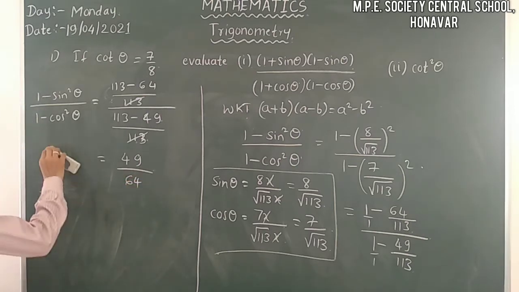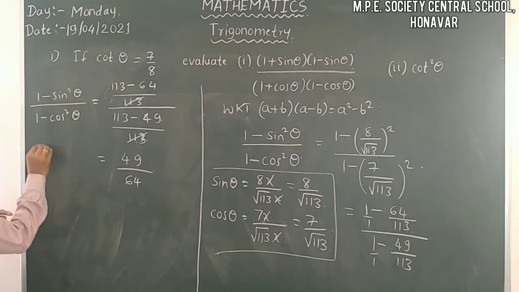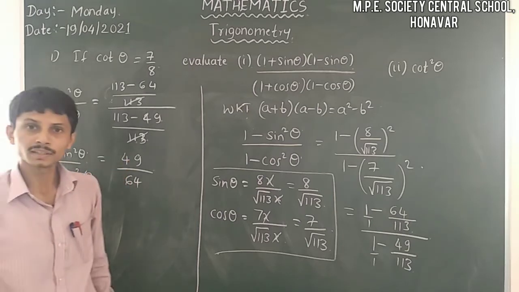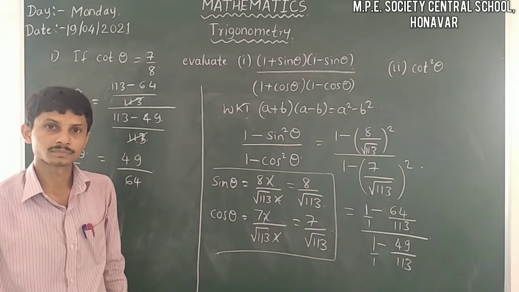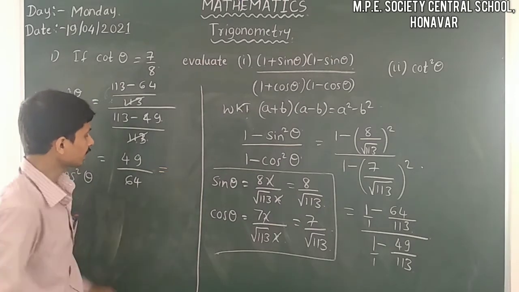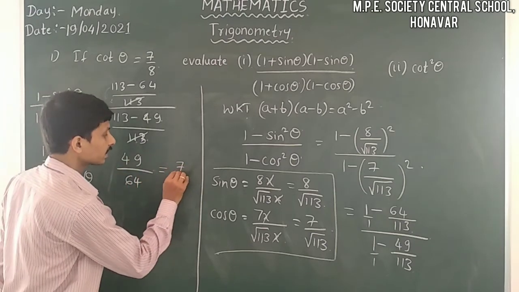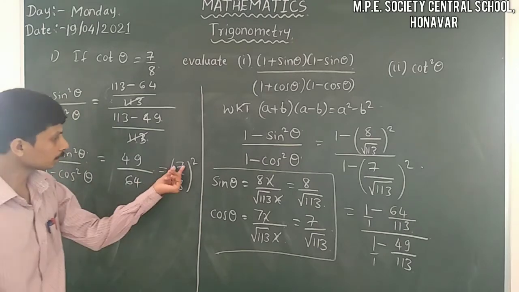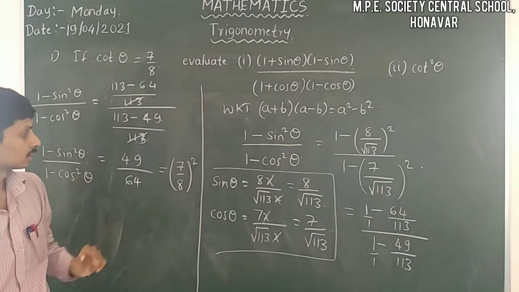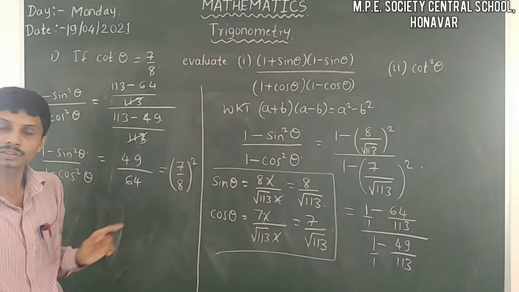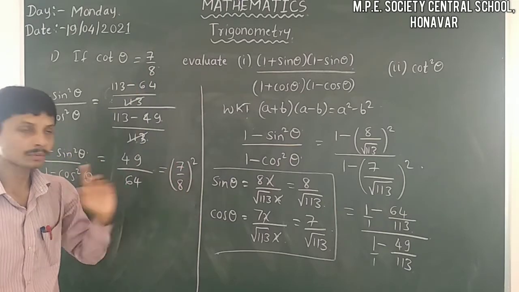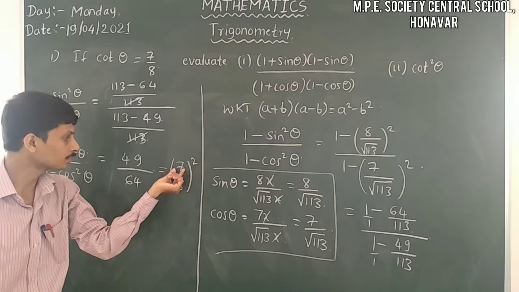49 by 64 is the answer, that is (1 minus sin square theta) divided by (1 minus cos square theta) is equal to 49 by 64 here. So here we can write it as 7 by 8 whole square. Just observe it, 7 by 8 whole square. Here we have also 7 by 8 whole square. So let us substitute the value of 7 by 8 here.